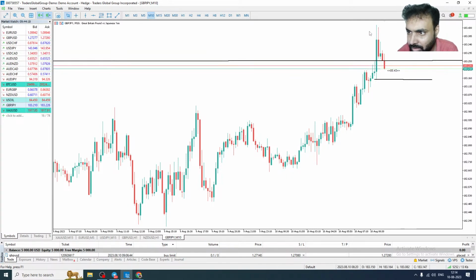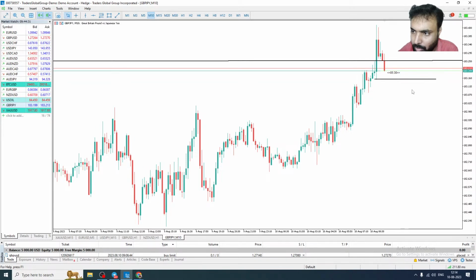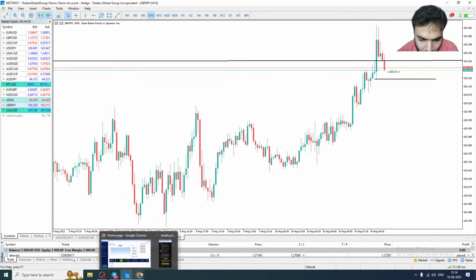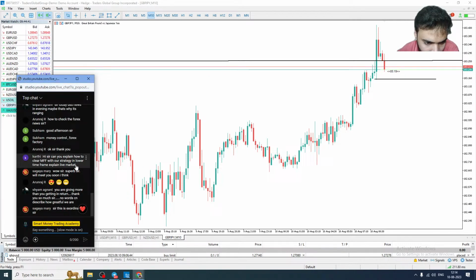Now you can argue, can we still trade here? Can we still sell here? Yes, you can do that. You can sell here and quickly exit, but that is not the way we need to trade. We want proper break and proper retest, proper mitigation, everything we want.